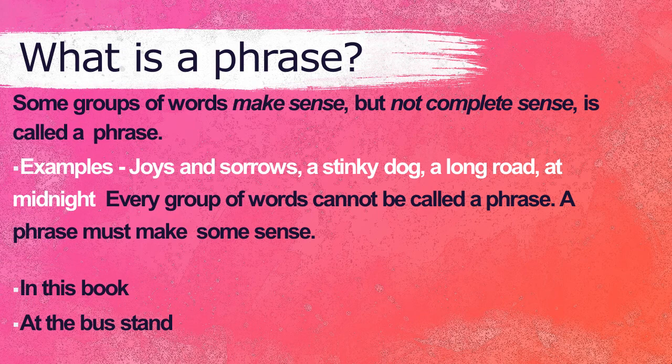Now let us study what a phrase is. Maybe you are hearing this word for the first time. Here you know that two or three words are arranged and give a little bit of an idea, so a little sense is there. A group of words that makes sense but not complete sense is called a phrase. Here are some examples: joys and sorrows, a stingy dog, a long rod at midnight.